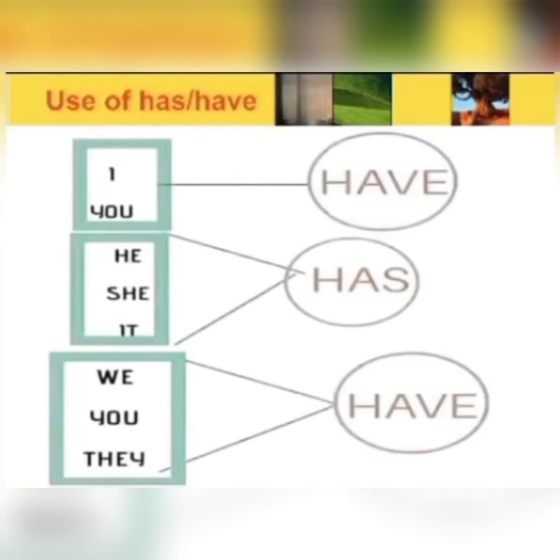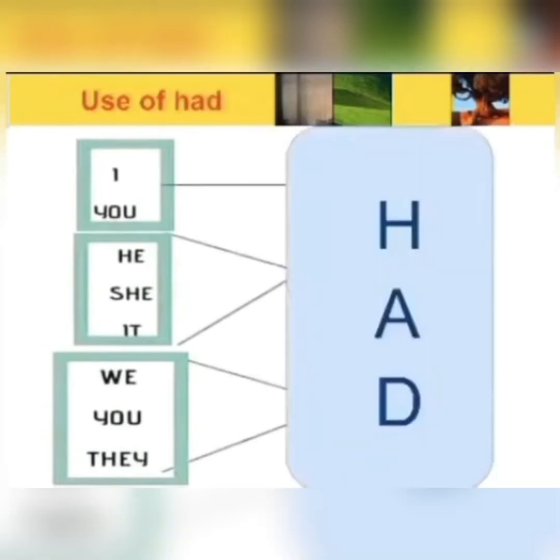These are used in the present perfect tense. Now let's move ahead and look at the use of had. Had is used to express the past perfect tense, and no matter what the subject is, singular or plural, I, you, we, they, he, she or it, had is used with all the subjects in the past perfect tense. I hope you all have understood this.